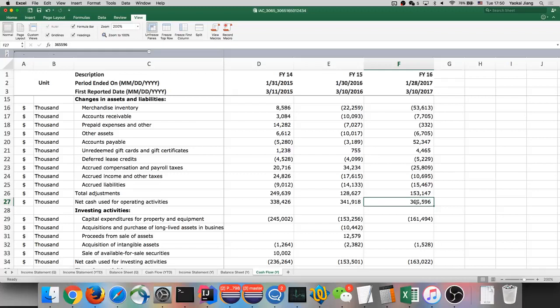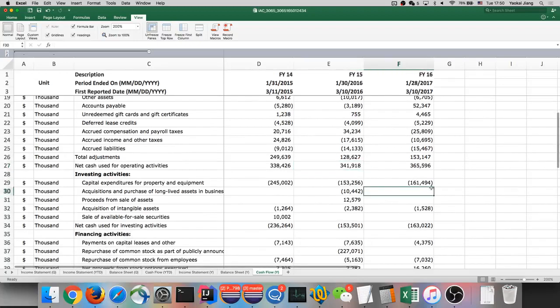So this number is super important. And then if someone plays tricks, you compare this to, let's say, revenue, or you compare this to earnings change. If they diverge a lot, it's a warning flag.